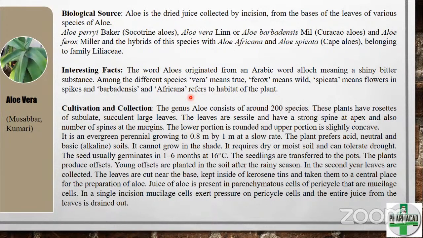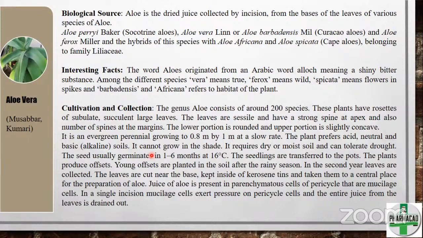Now, when I look at the cultivation and collection, the genus aloe consists of around 200 species. Let us not go into detail. This is quite readable as well, but I will highlight a few important points. These plants have rosettes and large succulent leaves. It prefers acid, neutral or alkaline soils. So basically it can grow in any type of soil, but it needs proper sunlight. It cannot grow in the shade. Seedlings are transferred to pots and they produce offsets.